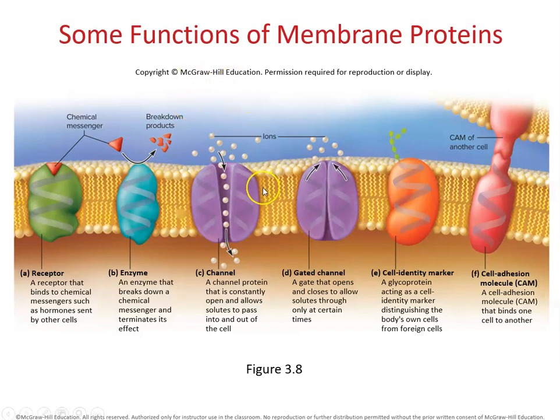Some membrane proteins are a channel. It's like a tunnel. Whatever the thing is, in this case we're showing some ions, the ions can just pass right on through. They don't have to fight their way through the plasma membrane. It's like a tunnel. The ions can just flow on through, in or out, according to their concentration gradient.